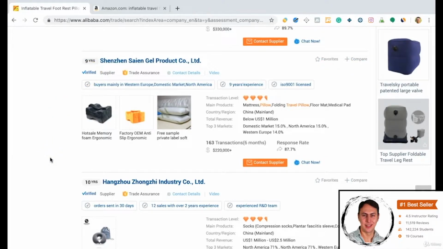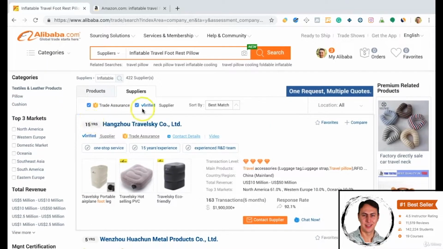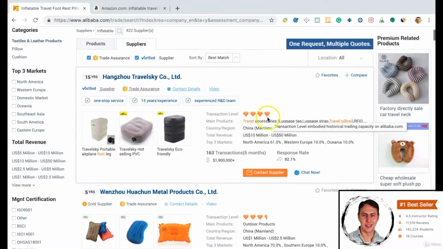On the page, here are 15 years of experience. 7 years. 5 years. We already said at least 5 years of experience. These are all good numbers. This supplier has been on Alibaba and has been a vendor for 15 years. These are good vibes. On the right of the photos, there is other information.